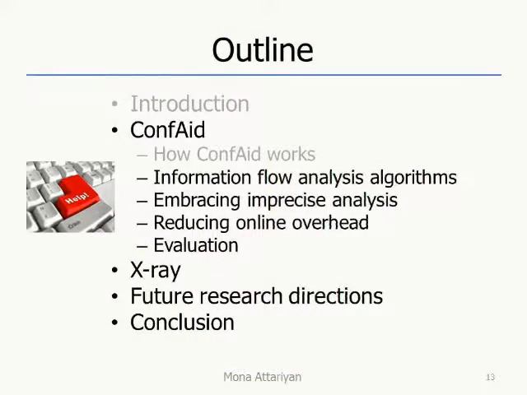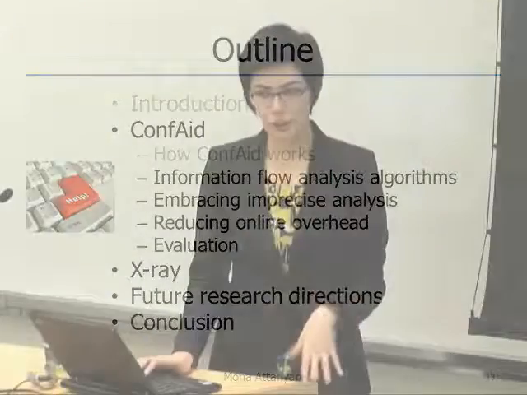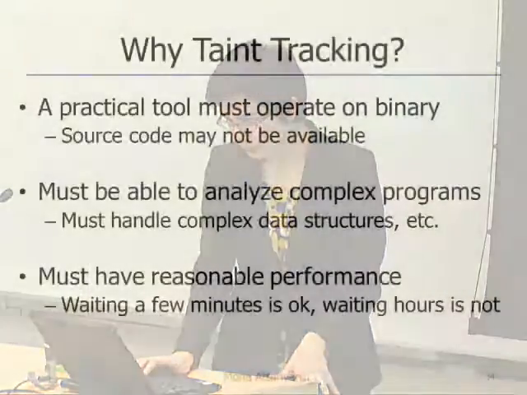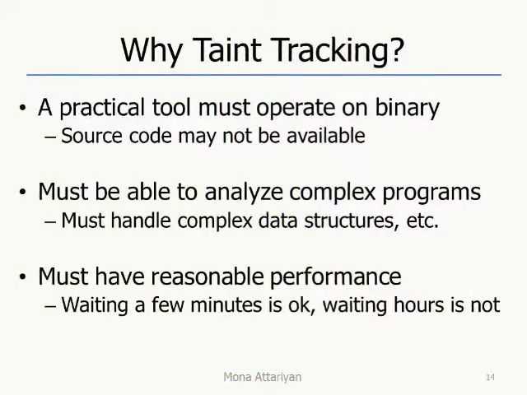Okay, so I'm going to talk about the algorithms that we use for taint tracking now. Before I get to the details, I'm going to talk about why we decided to do taint tracking. Information flow analysis in general can be implemented in multiple different ways. You can do it statically, you can do it dynamically, you can use symbolic execution, just to name a few. Why did we decide to go with taint tracking? We had several design principles in mind that led us to this decision.